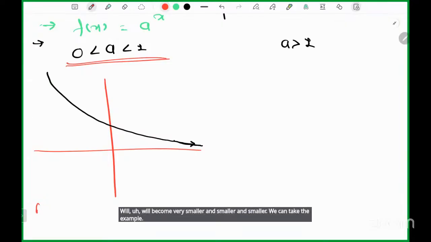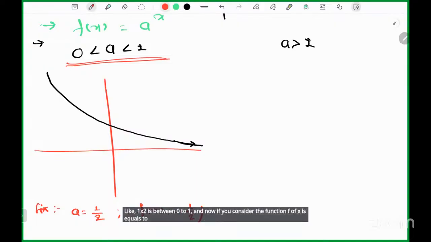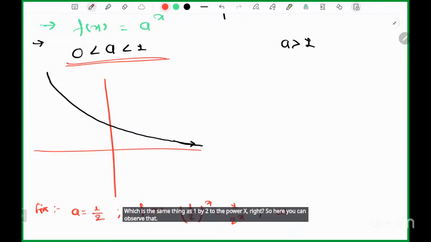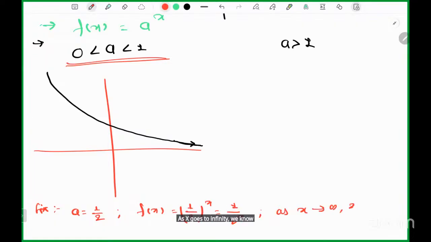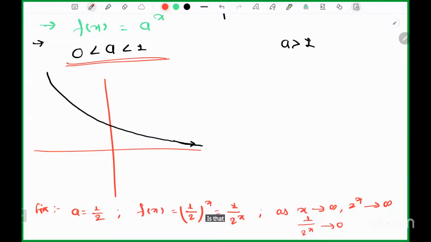So suppose I fix the value of a to be equal to 1 by 2. Right, 1 by 2 is between 0 and 1. And now if you consider the function f of x is equal to 1 by 2 to the power x, you can observe that as x goes to infinity, we know that 2 to the power x also goes to infinity. So that means 1 by 2 to the power x will go to 0. Is that clear? So if you take the value of a between 0 and 1, the graph of the function will look like this.